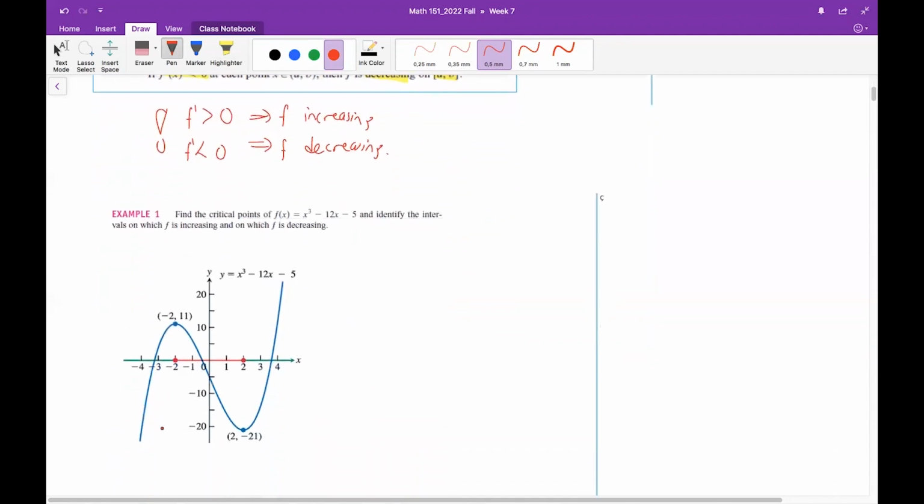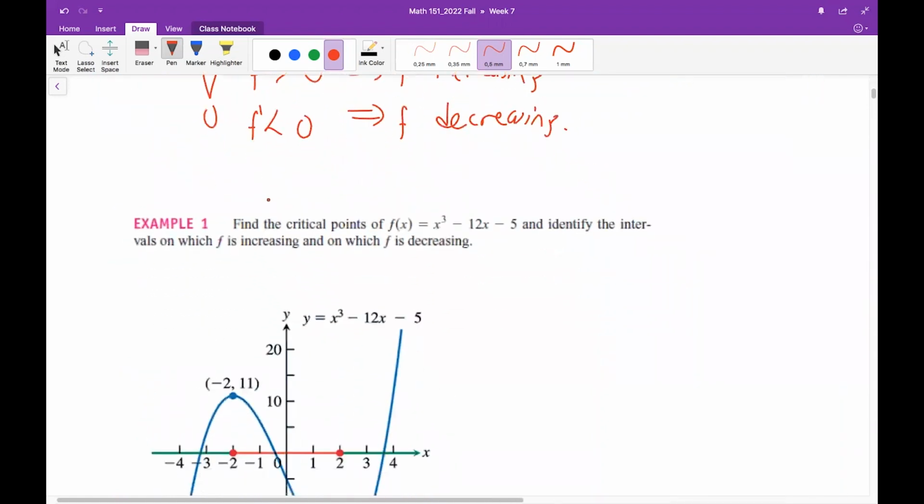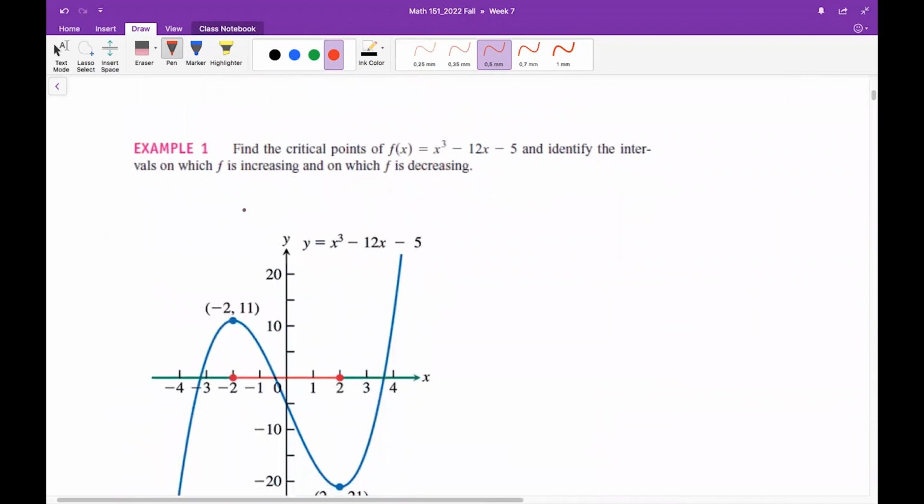Okay, let's quickly apply this tool in the previous example. We have a function here, f of x given, and we want to find the critical points of it. And then after identifying the critical points, we will find the intervals over which f is decreasing and f is increasing.